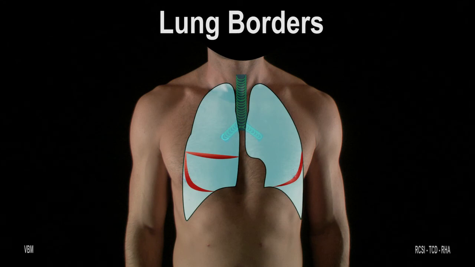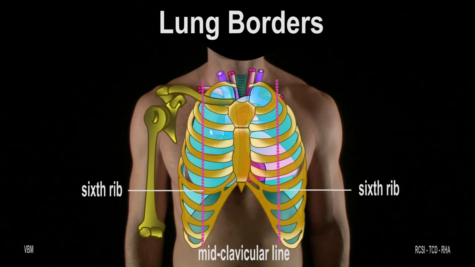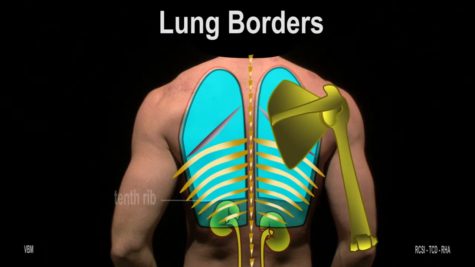Map the lower borders of the lung. The inferior margin of the right and left lung lie at the 6th rib in the midclavicular line, the 8th rib in the mid-axillary line, and the 10th rib posteriorly.